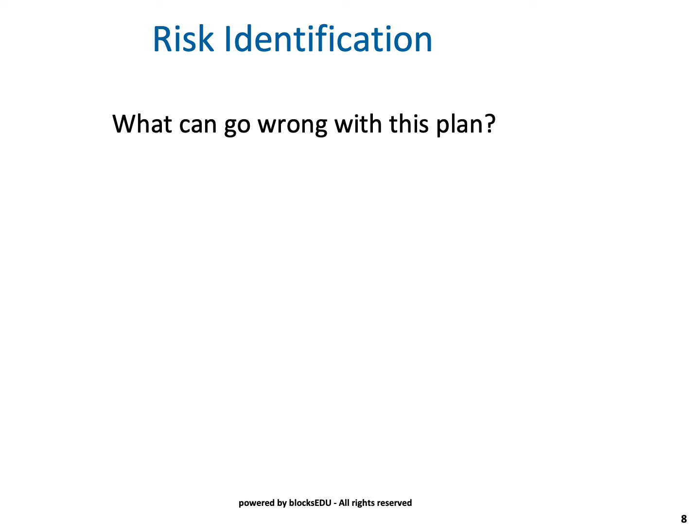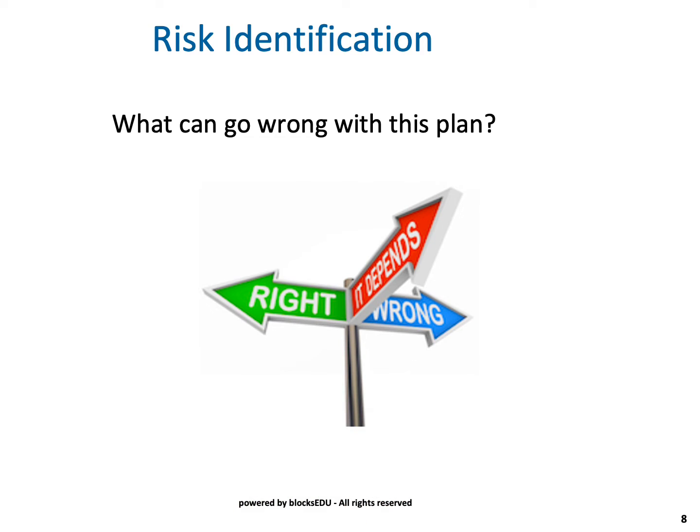Risk identification is one of the easiest steps in risk management, simply because we ask this question: what can go wrong with this plan? People can always find things that will go wrong with your plan. So be prepared that when you ask this question of anyone, stakeholders, team members, anyone that has a vested interest in your project, you will get a lot of answers back and a lot of ideas of what can go wrong with your plan.